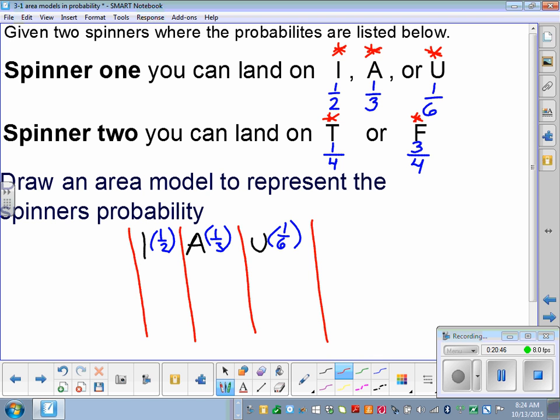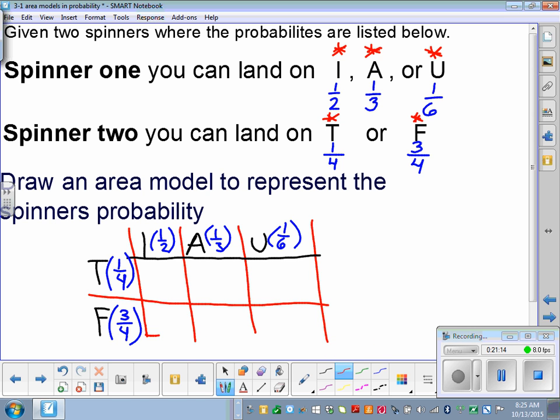Okay. All right, now on spinner 2, we can either land on true or T or F. I don't necessarily know if it's true or false. What's the probability we'll land on T? 1/4. And then the probability we're landing on F is 3/4. Okay, so now I'm going to draw my lines. So now let's go through and put in the individual probabilities.